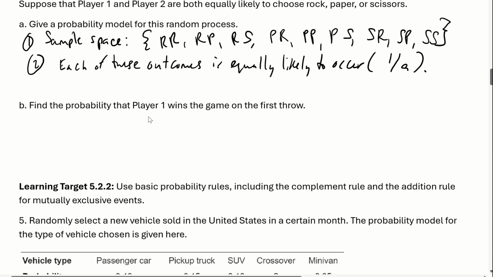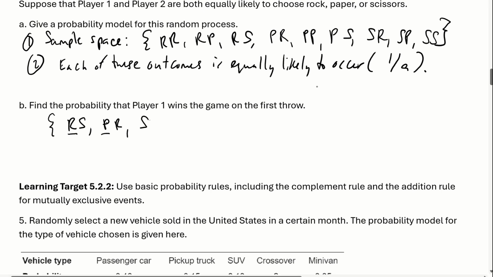All right. Part B: find the probability that player 1 wins the game on the first row. Okay, so there are 3 outcomes for player 1 winning. We can have player 1 rock beats scissors, right? This is player 1, the first one. So player 1 wins in that round. Rock beats scissors. And then paper can beat rock, right? So that's player 1 winning. And then we can have scissors.